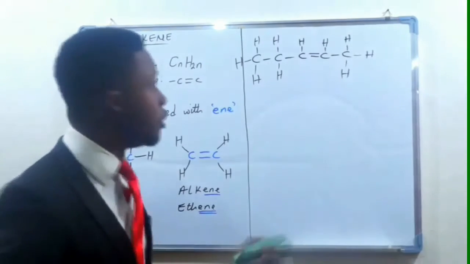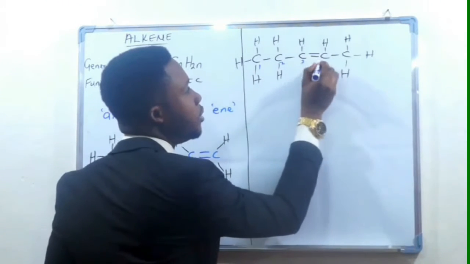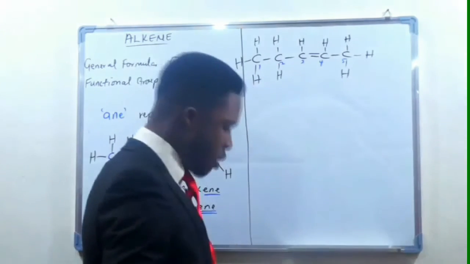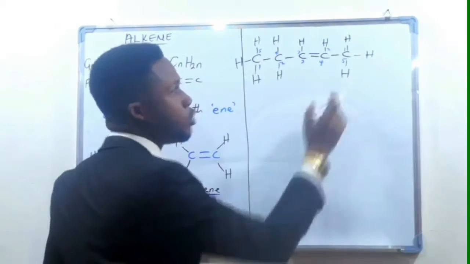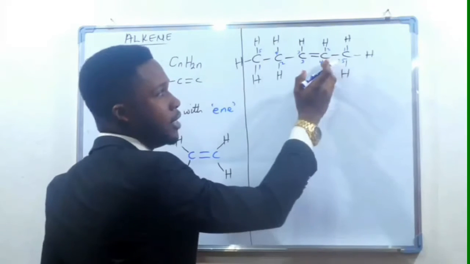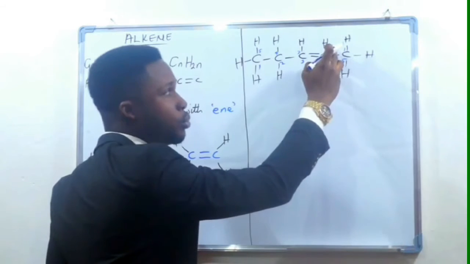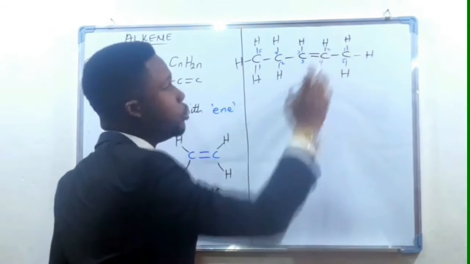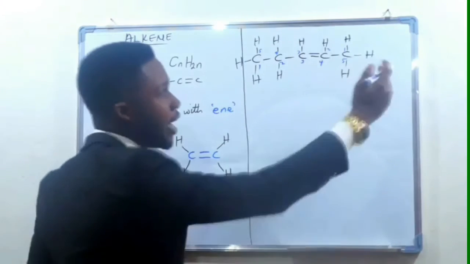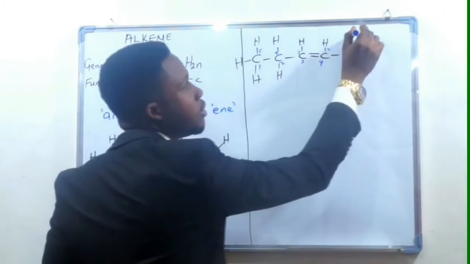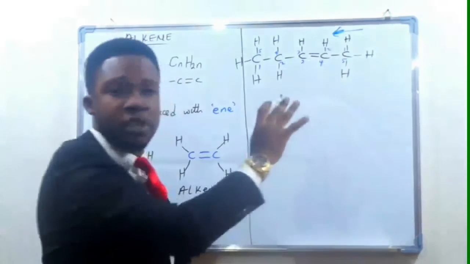Now for the compound we have here on the board, if we count from the left, we have 1, 2, 3, 4, 5. But from our right, we have 1, 2, 3, 4, 5. So counting from right to left, the carbon with double bond appears at carbon 2. The double bond appears at carbon 2, while going from left to right, it appears at carbon 3. So right becomes the direction to count from, because that will give the double bond the lowest possible number.